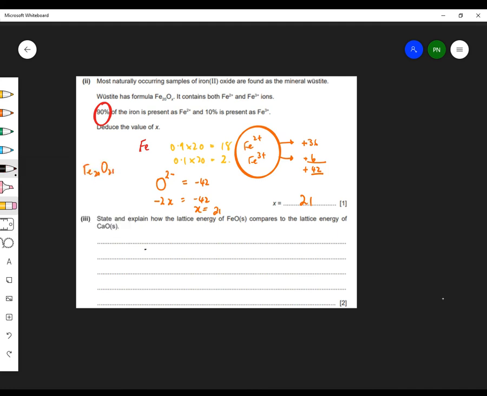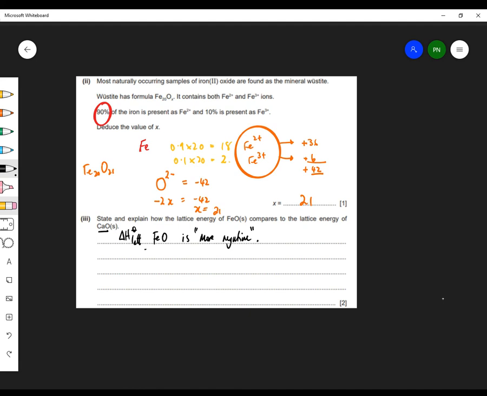All right, now the lattice energy of the FeO is more negative. Now, lots of you said it's smaller, lots of you said it's bigger, but I want you in future to say this term, more negative. Okay? First of all, we've got that. Compare it to the lattice energy of CaO. It is more negative. That's the first thing you want to say.